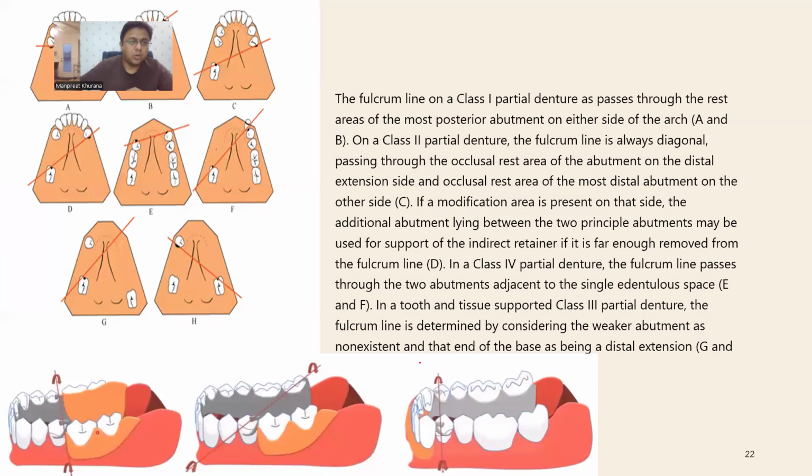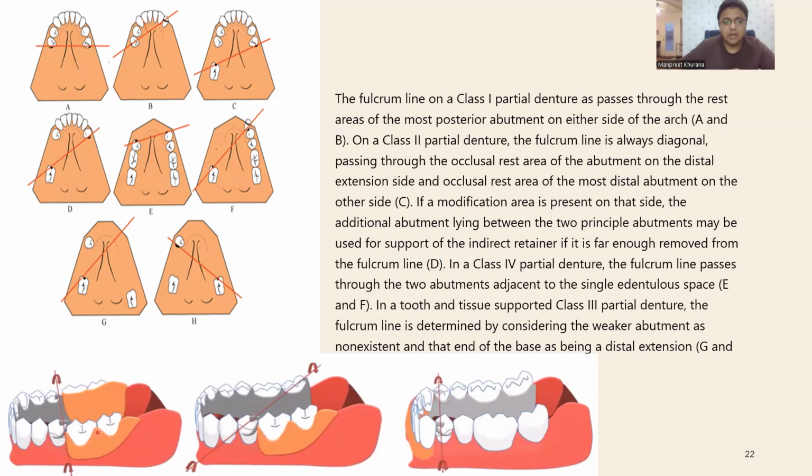So if we talk about these lines, they are called the fulcrum lines. So if you see the pictures below, there are three pictures.